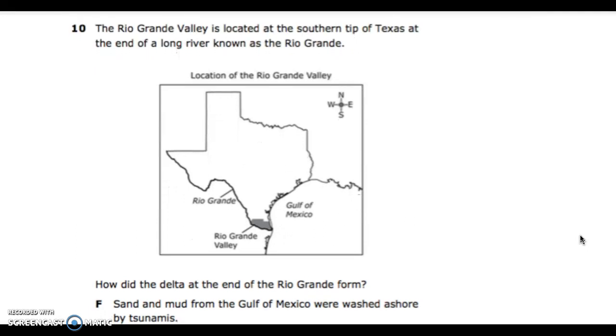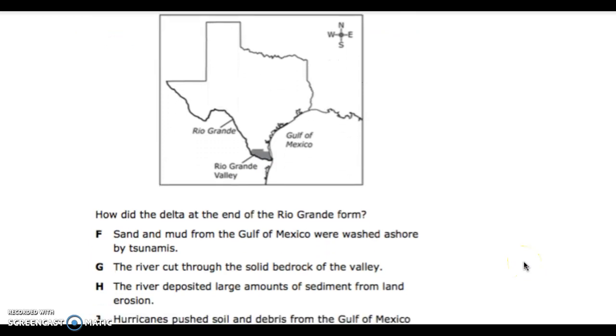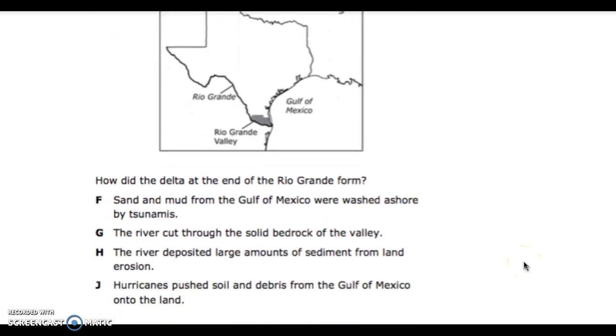Number 10. The Rio Grande Valley is located at the southern tip of Texas at the end of a long river known as the Rio Grande. Location of the Rio Grande Valley: Gulf of Mexico, Rio Grande Valley. How did the delta at the end of the Rio Grande form?